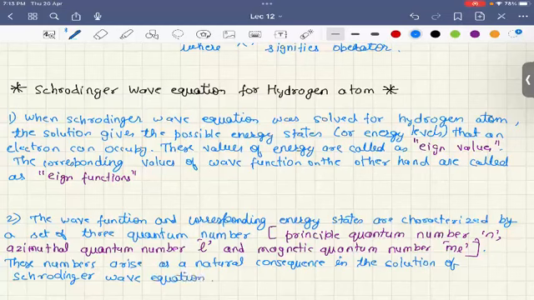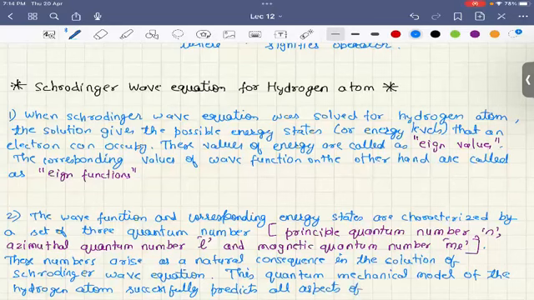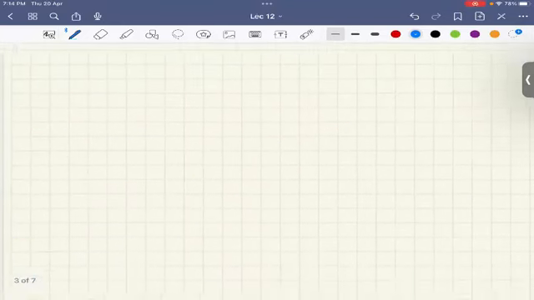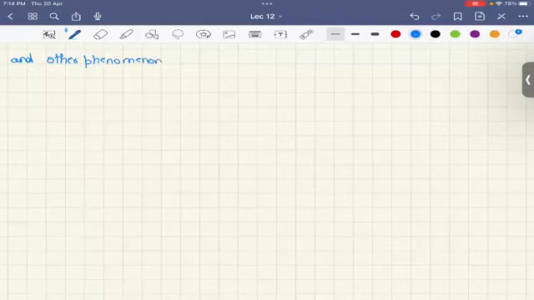right? And this quantum mechanical model of the hydrogen atom successfully predicts all aspects of hydrogen atom spectrum, right? And other phenomena which could not be explained by Bohr's model, right?